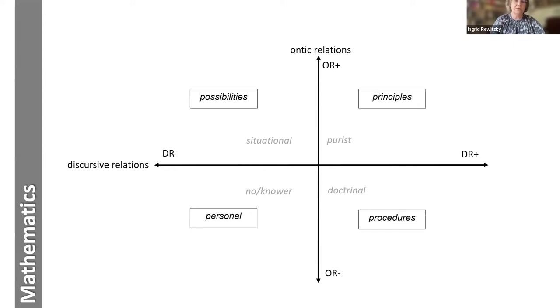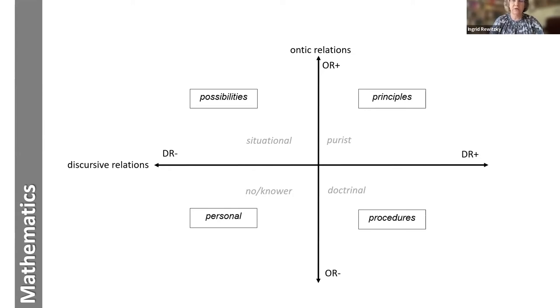These are at right angles to each other. These continua form four quadrants as depicted here, each representing an insight of mathematical proficiency. There's no right or wrong insight. However, when embarking on a mathematical study, a certain insight may be a preferred starting point over the others. And then success in mathematical thinking and reasoning requires insight shifting, which involves strengthening or weakening ontic relations and or the discursive relations.